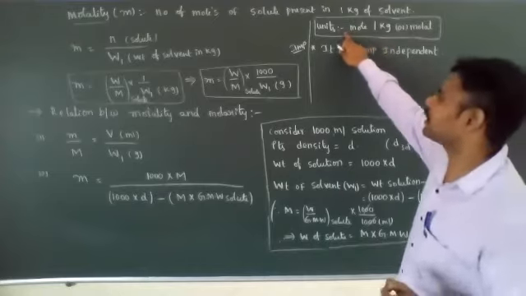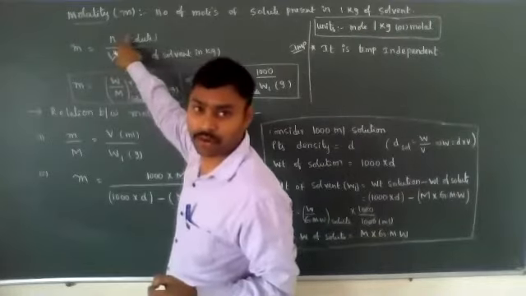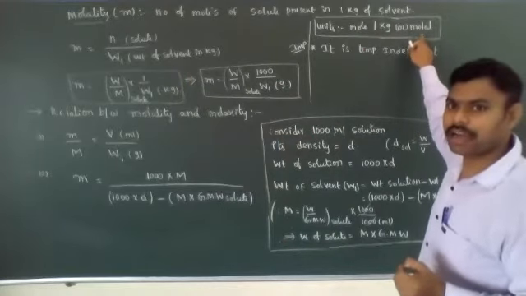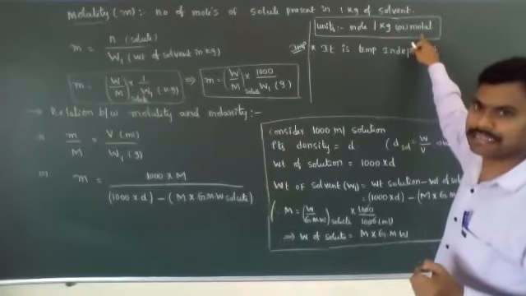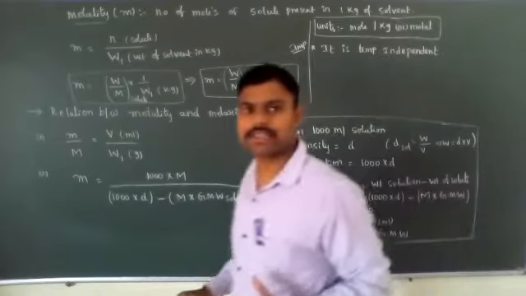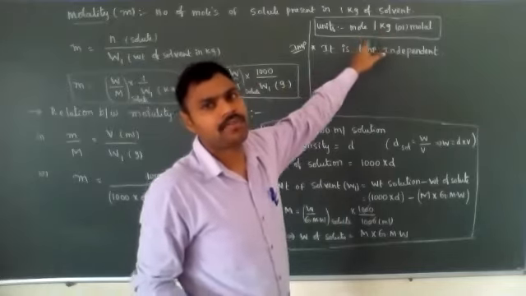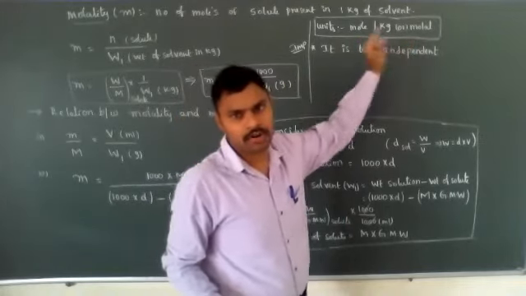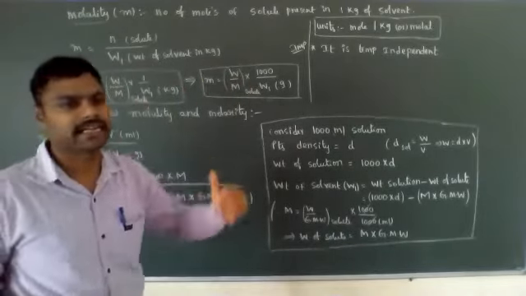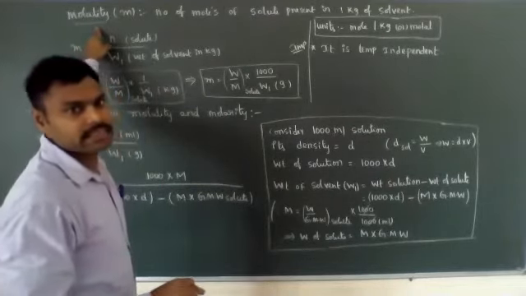What are the units for molality? Mole per kg. Here n is the number of moles and the weight is in kgs, so the units are mole per kg, also called molal. So units are also important. Sorry, what are the units for molality? Mole per kg, or molal. It is temperature independent. If the temperature increases or decreases, molality does not change. Molality is constant.